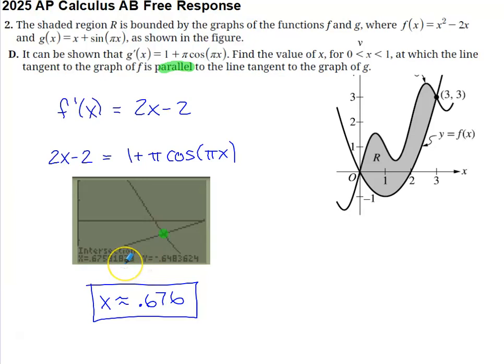And my graphs are equal to each other at the x value of 0.676. You can truncate or round that to that third digit past the decimal. So 0.676 is okay, 0.675 is okay, 0.67 or 0.68 is not okay.